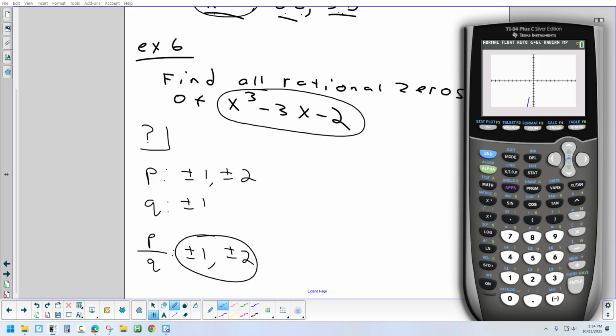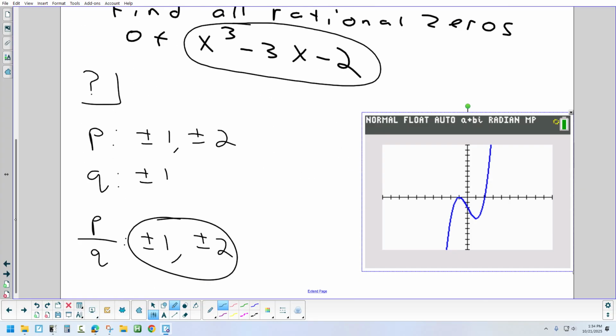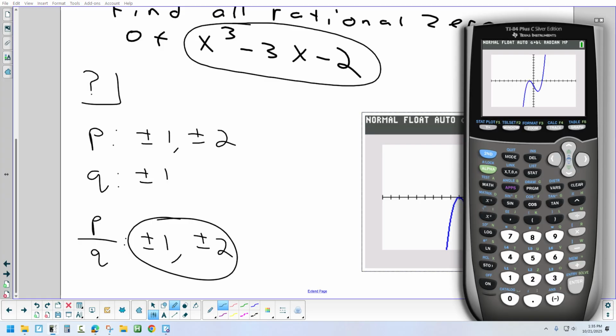Okay, so out of those 4 numbers, I must have typed something wrong. Let me just check it. X cubed minus 3x minus 2. Okay, let's try again. So out of these 4 numbers, do any of them look like spots where the graph crosses the x-axis? Yeah, positive 2. Yep, I would say positive 2 could be. And where else? Negative 1. Negative 1. If they both work, pick whichever one you want to do synthetic division. If only one of them works, then you have to use that one.